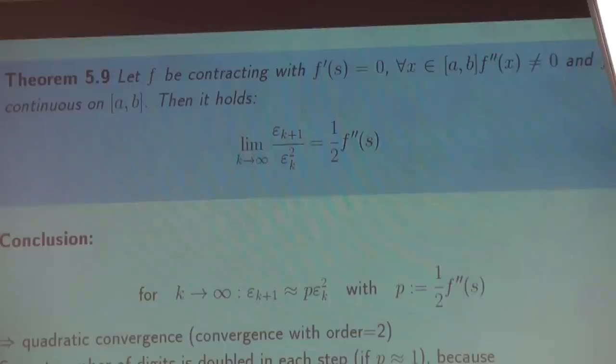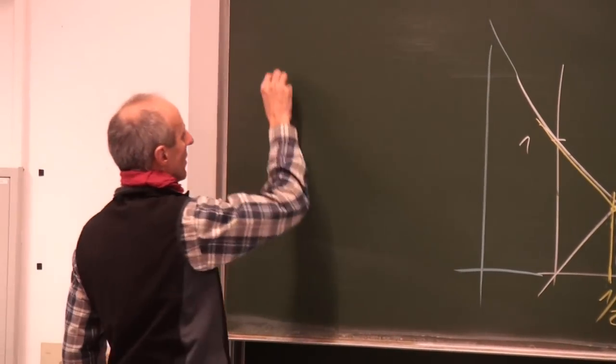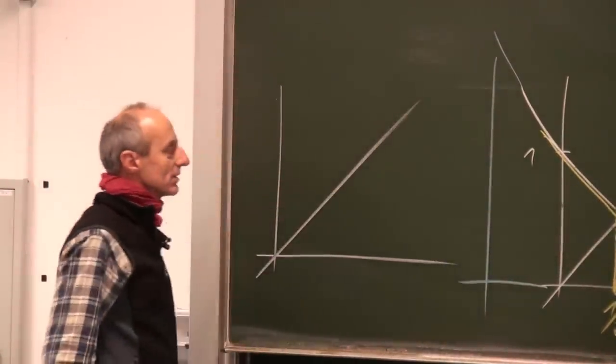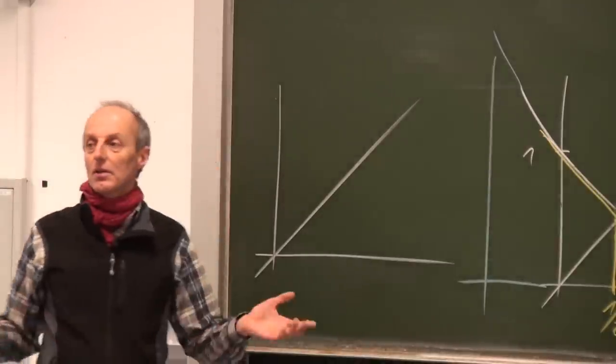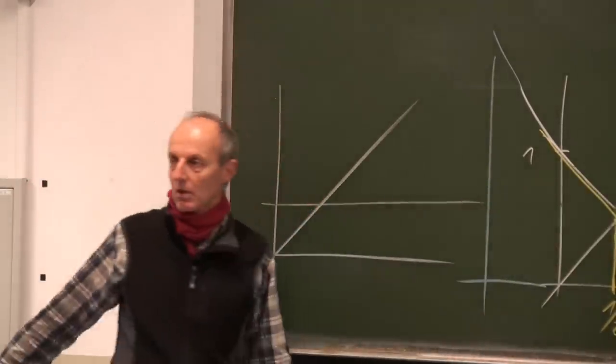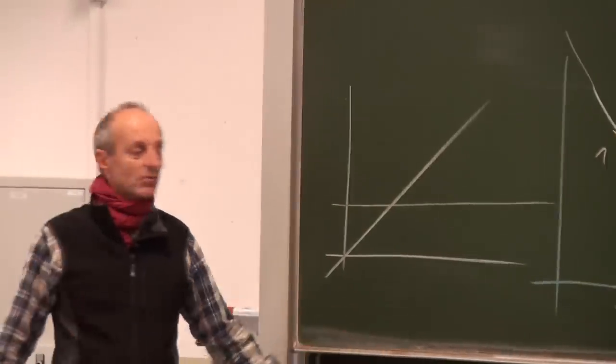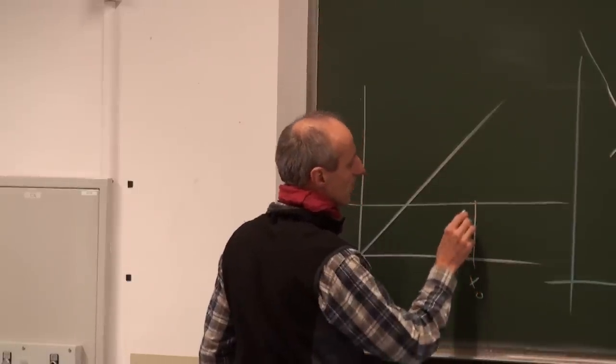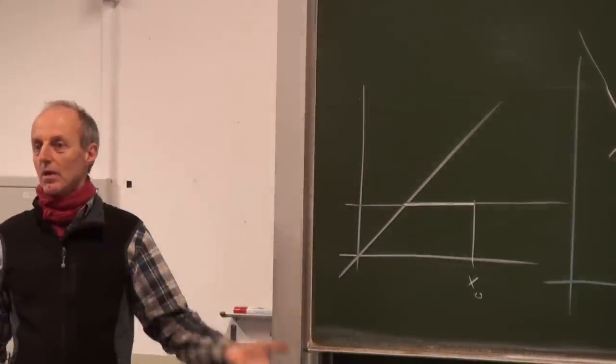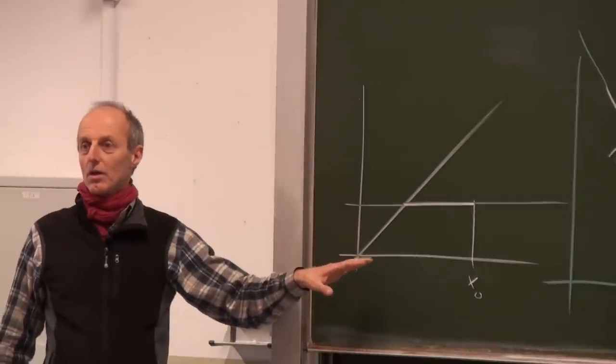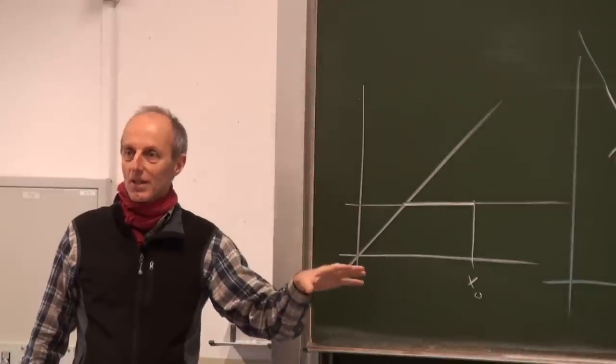Because if the second derivative would be 0 also, then convergence would be even faster. So the more derivatives are 0 of our function, the faster is our convergence. I mean, that's intuitively easy to understand. What is a function with all derivatives 0? We are talking about fixed points. This is our straight line. A function with all derivatives 0 is a constant function. Now start fixed point iteration with a constant function. We start here with x0, we go up to the function, and that's it. One step and we have the fixed point. So if all derivatives are 0, it always takes me one step. Yeah? And the more derivatives are 0, the faster it is.